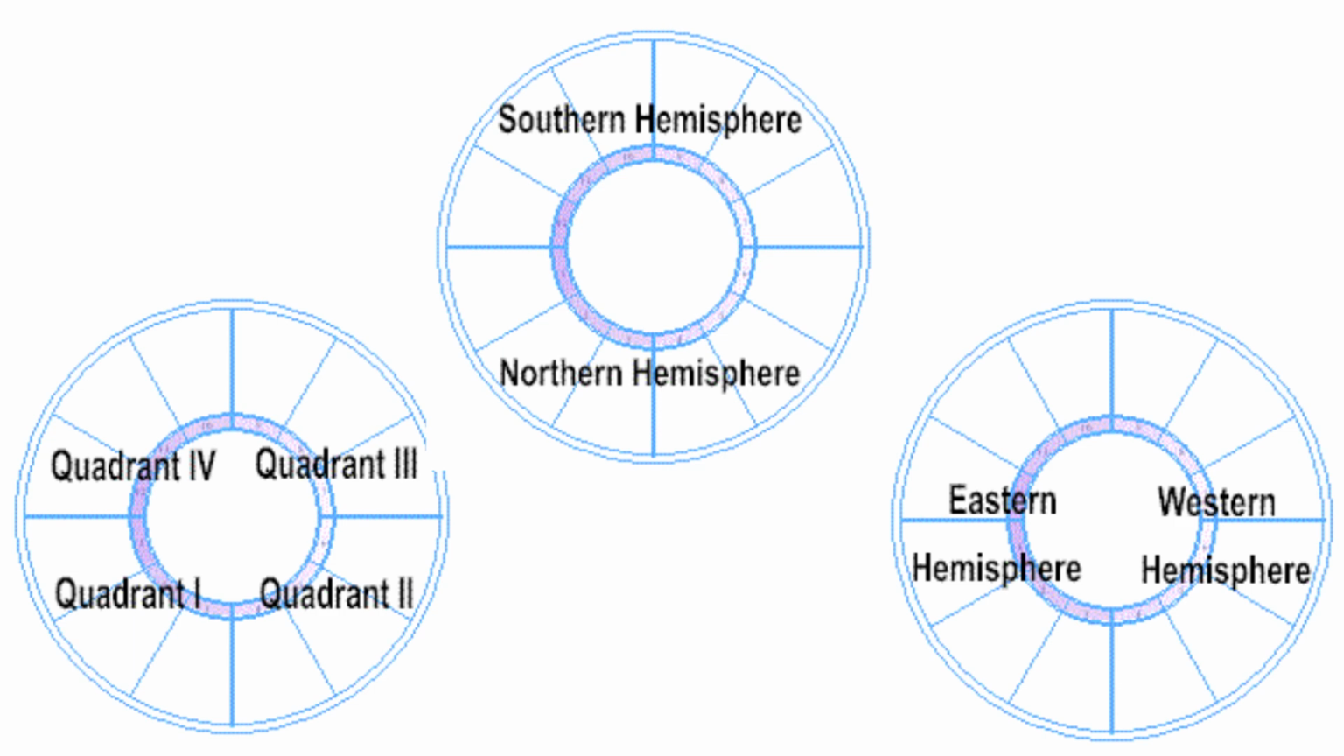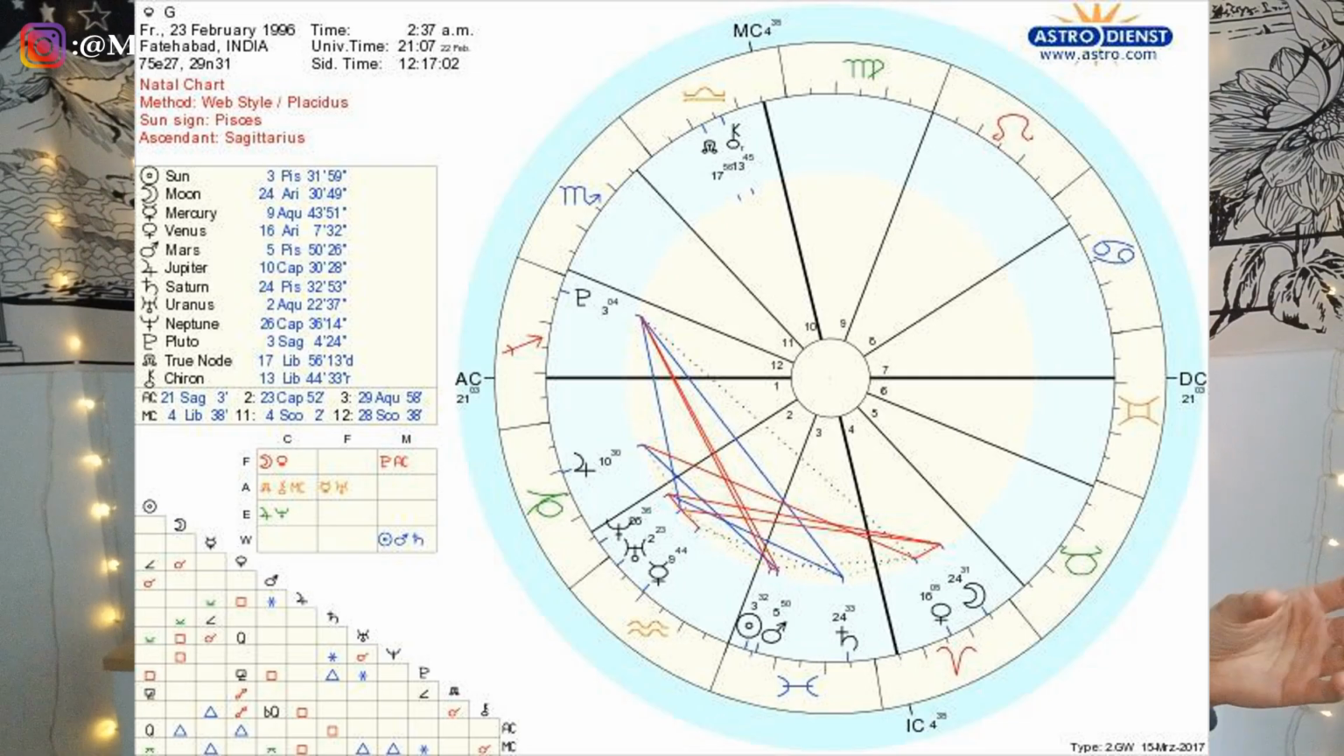And the way that we identify what they mean in general for you is if you have a collection of planets in certain hemispheres or quadrants, it can tell you a certain theme that you have in your life.